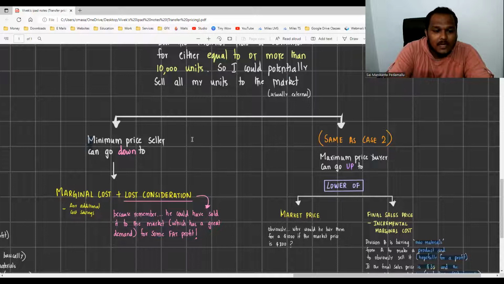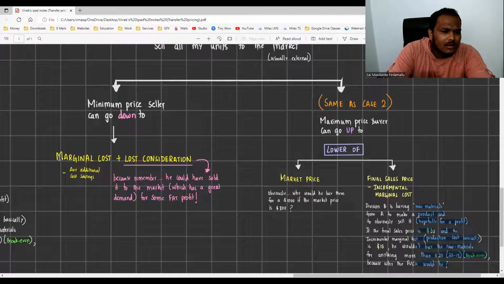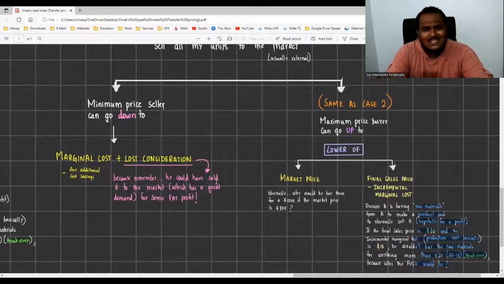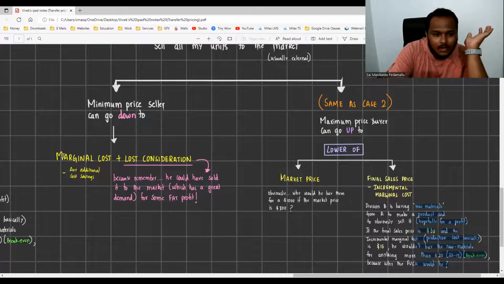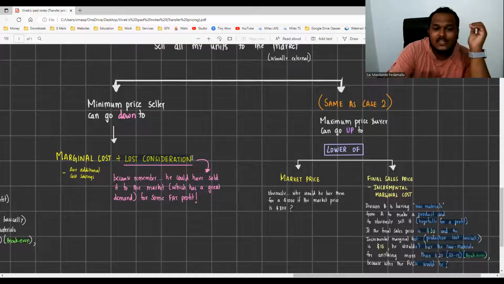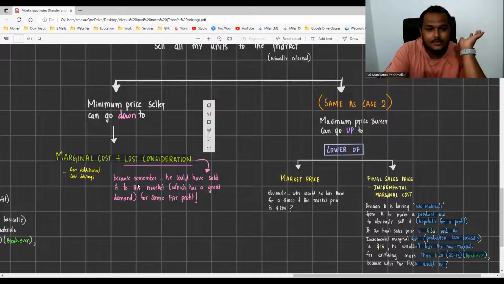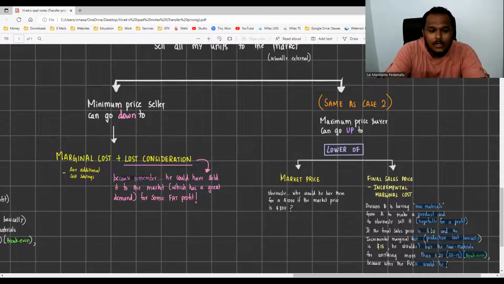Okay. So what is the minimum price that the seller can go down to? I could only make 10,000 units. The market has demand for equal to or more than that. So I could potentially sell all my units to the external market. Yes. Marginal cost plus lost consideration. Technically, this total is equal to market price. Marginal cost plus lost consideration is market price only. Lost consideration means what I lost by selling it to you. This total is equal to market price. Simple. Remember, he could have sold it to the market, which has greater demand, for some fat profit.